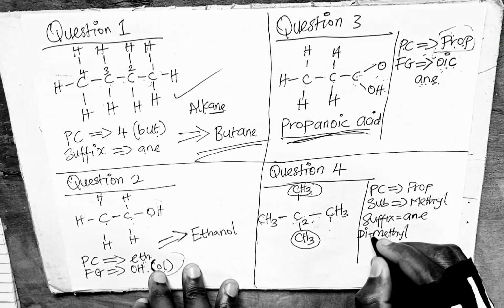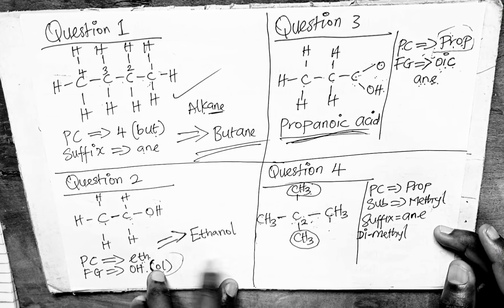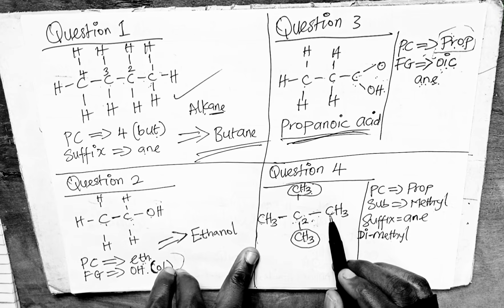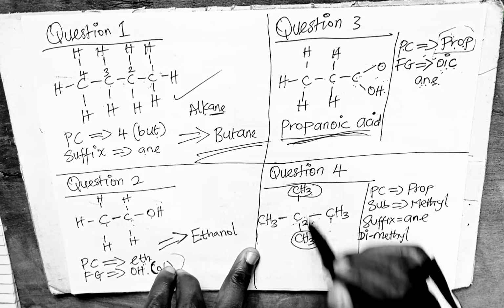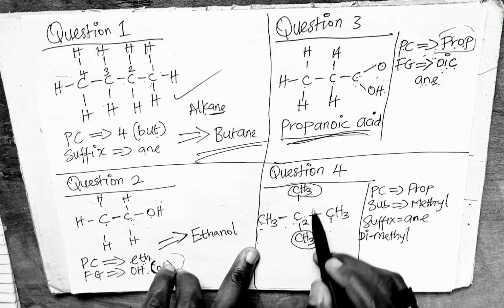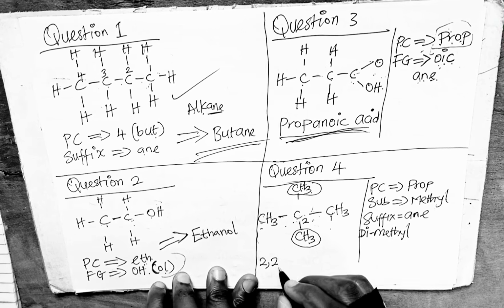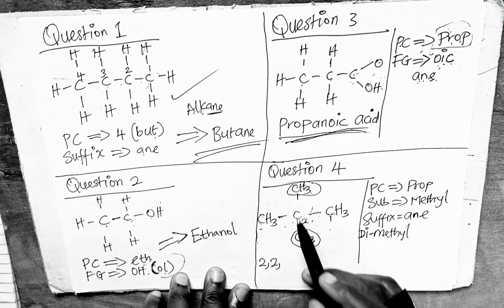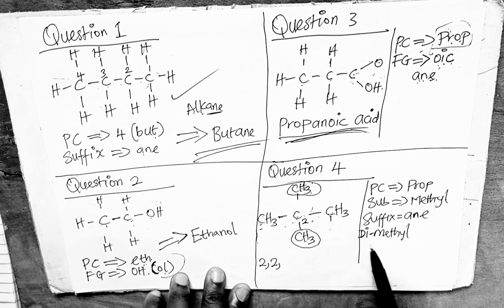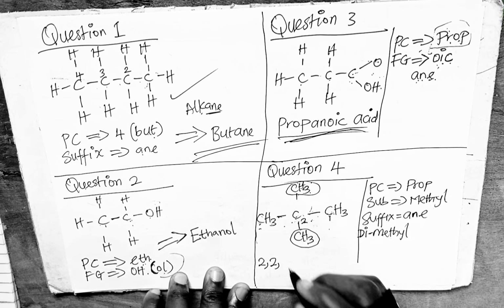Dimethyl. So since we have 2 here, if you count from here, it is 2 dimethyl. If you count from here, it's still the same 2 dimethyl. We are now going to call it 2,2, because if you count from here it's 2, and if you count from here it's 2. Since it's double methyl, it's di. We are now going to say dimethyl.